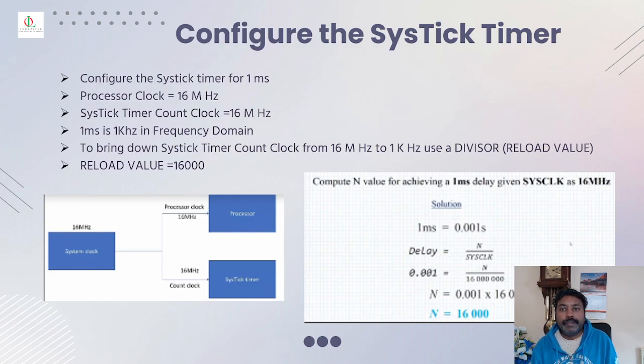We learned from the previous session how to generate that 1 millisecond. The processor clock runs at 16 megahertz. To create 1 millisecond, that runs in a 1 kilohertz frequency domain, and 1 kilohertz is nothing but 1 millisecond. To bring it down to the real system timer count, how many counts it has to be to start with, the reload value on the system clock. When you put that into calculation, you get the value to be loaded: 16,000. You have to load that to generate 1 millisecond. So this is a formula you learned already.